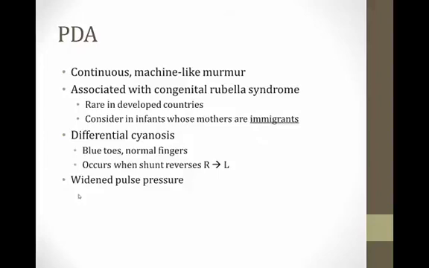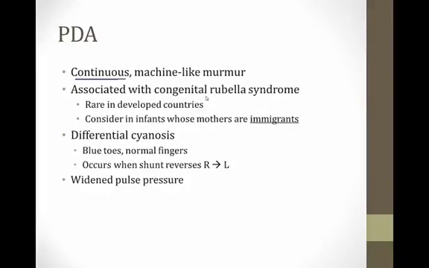The murmur of a PDA is a continuous murmur, and that makes it pretty exceptional because most murmurs are systolic or diastolic, but PDAs are heard throughout the cardiac cycle, and it's described as a machine-like murmur. This problem is associated with congenital rubella syndrome, which is something very rare in developed countries, so you should think about it in babies who are from mothers who are immigrants.